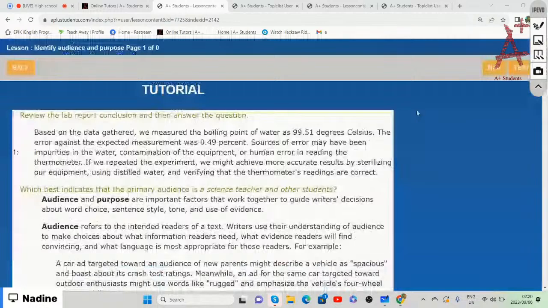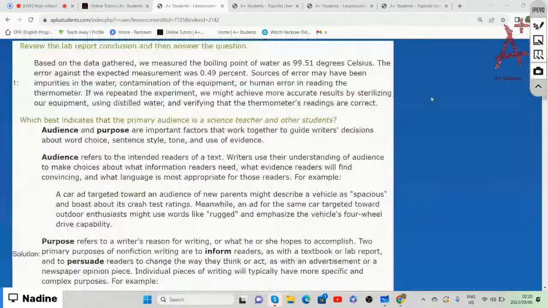All right, so that is basically purpose and audience. So when we review, let's say, lab reports, right, and conclusions, and then we answer questions. Which is then best indicating that the primary audience is a science teacher or other student? We are going to find that out.